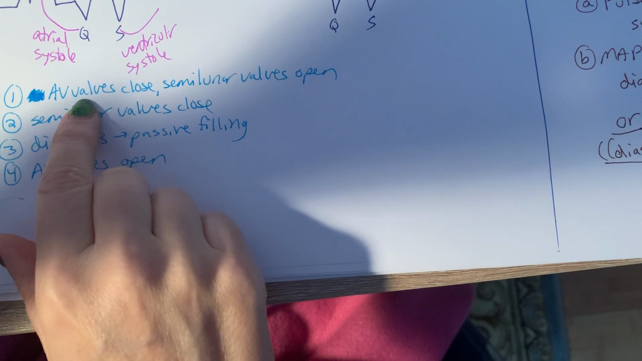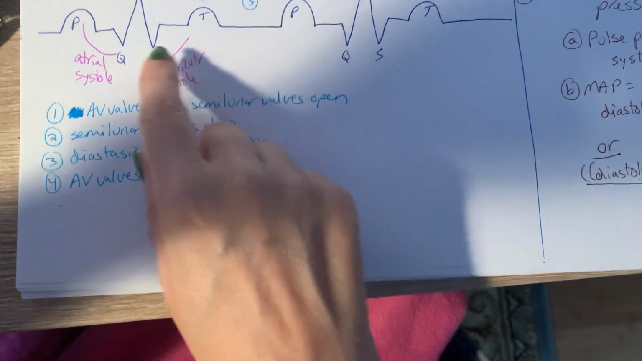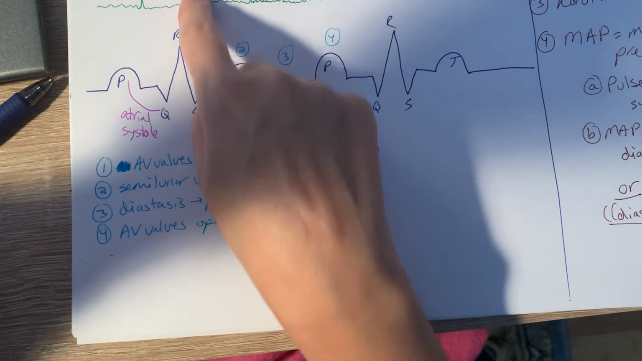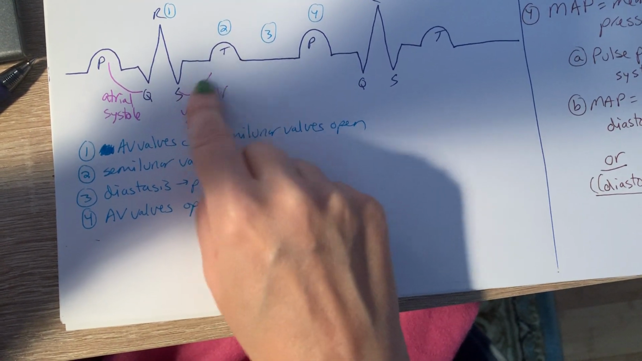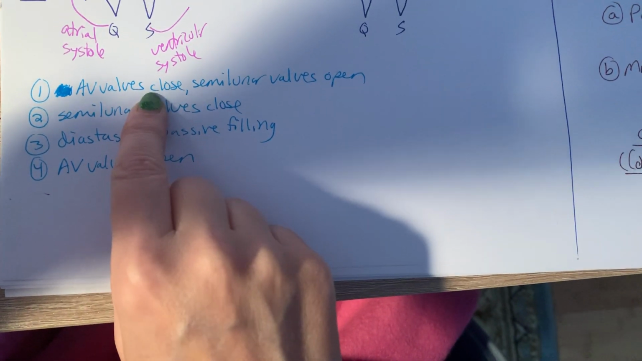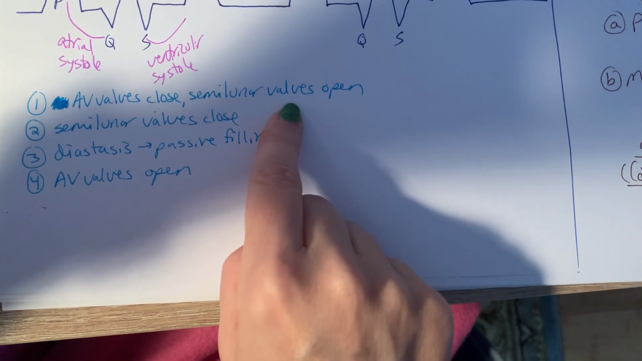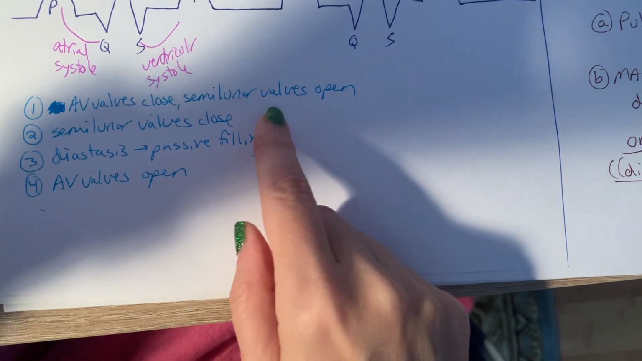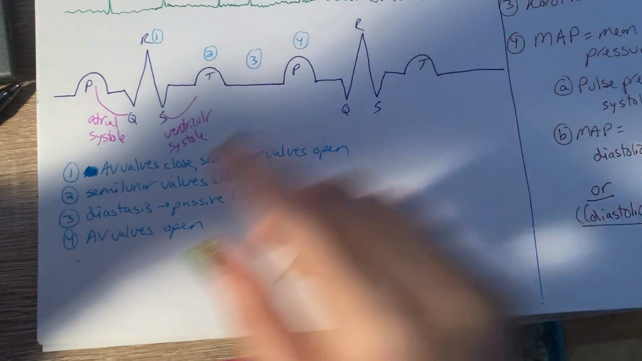So sound number 1, your AV valves close and the semilunar valves open. And think about when that's happening. That's happening during R, or just a little bit after R. So when the ventricles are beginning to go into systole. So those AV valves are closing to prevent backflow back into the atria. The semilunar valves are opening so that you can push the blood through into the pulmonary trunk and the aorta.